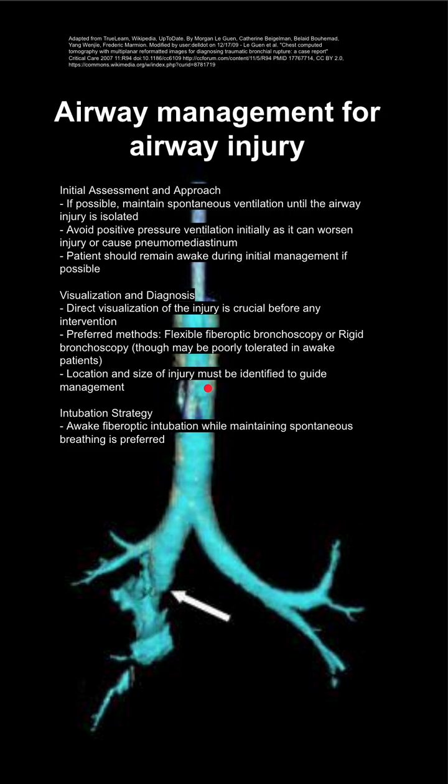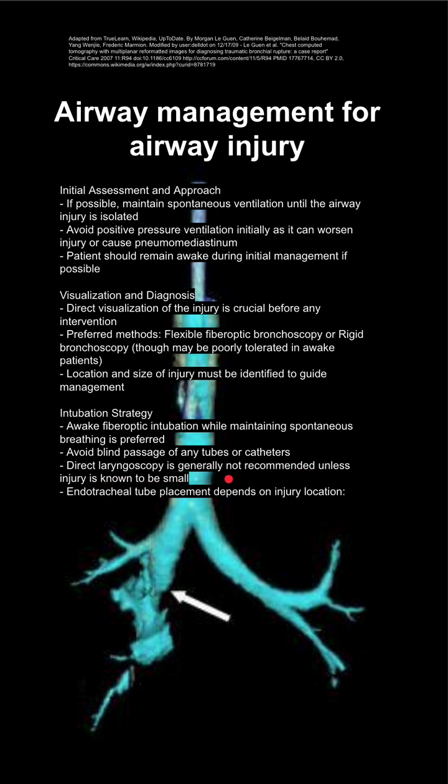Your intubation strategy: awake fiberoptic intubation while maintaining spontaneous breathing is preferred. You want to avoid the blind passage of any tubes or catheters, especially if you don't know where the injury is. Direct laryngoscopy is not recommended unless the injury is known to be small and if you can see it on direct laryngoscopy. Endotracheal tube placement depends on the injury location.